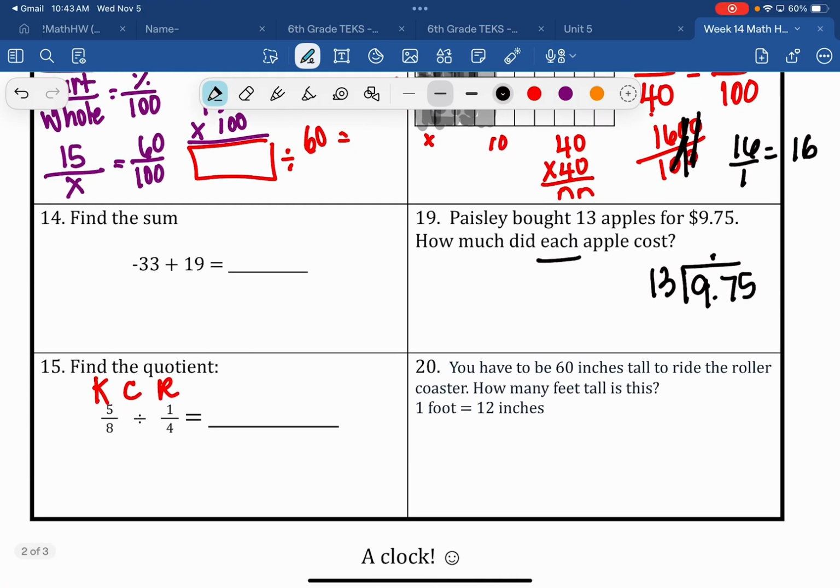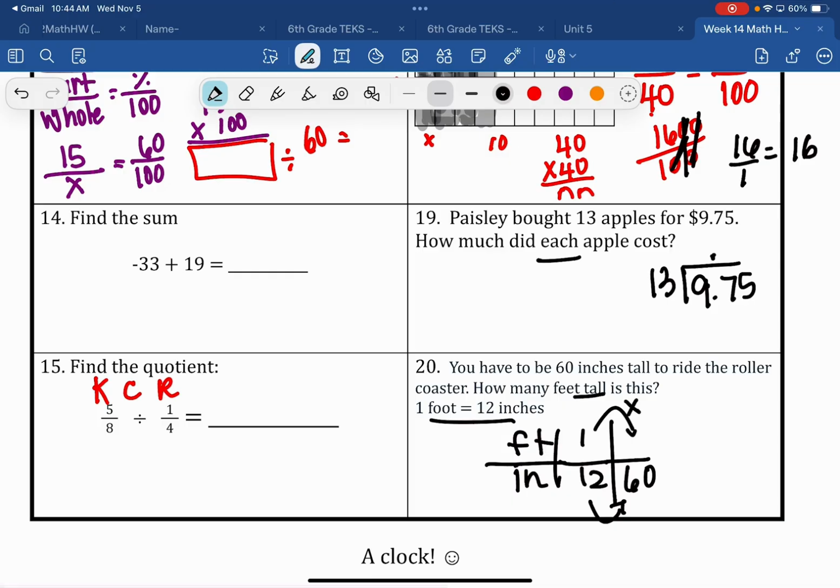If you have to be 60 inches tall to ride the roller coaster, how many feet is that? 1 foot is 12 inches. So I would have to do what? If I know that I have feet and inches, I know 1 foot is 12 inches. And if I know it's 60 inches, what am I doing to 12 to get to 60? I have to figure that out, and then whatever that is, I multiply by that, and I have my answer.